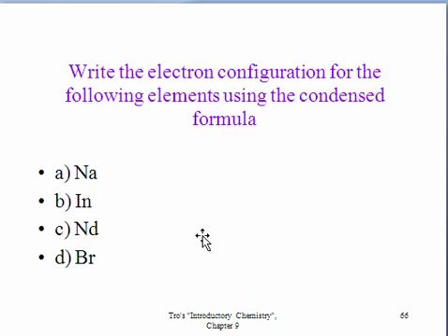So go ahead, get out your periodic table if you don't have it out already, and pause the slide to figure out the electron configuration for the following elements using the condensed formula, which I call, as I said, the noble gas shortcut.